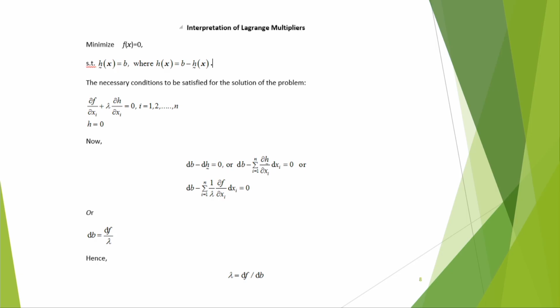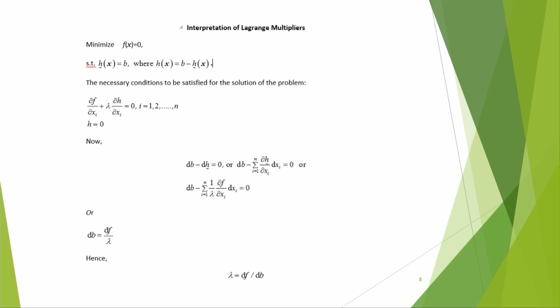They are basically unit worth of resource. In general, suppose you have function minimize f(x), where x is a vector x1, x2, ..., xn, subject to h(x) equal to b, where h is an equality constraint. You see that the necessary condition to be satisfied for the solution of the problem is like this: del f by del xi plus lambda del h by del xi equal to 0, i equal to 1 to n. That's what we basically have done.